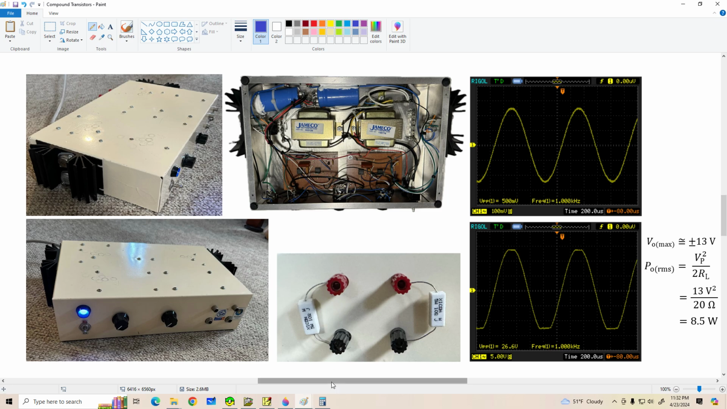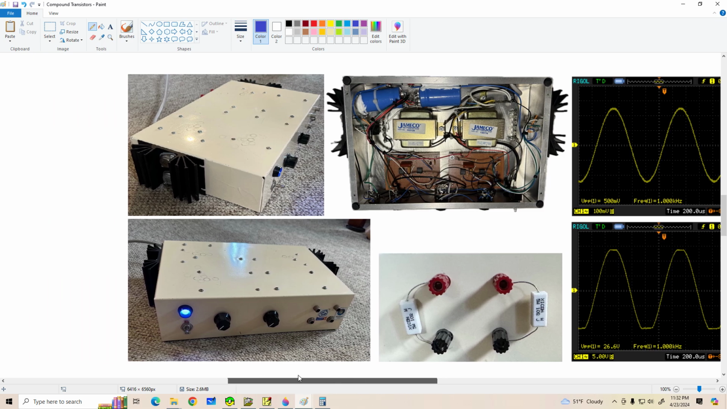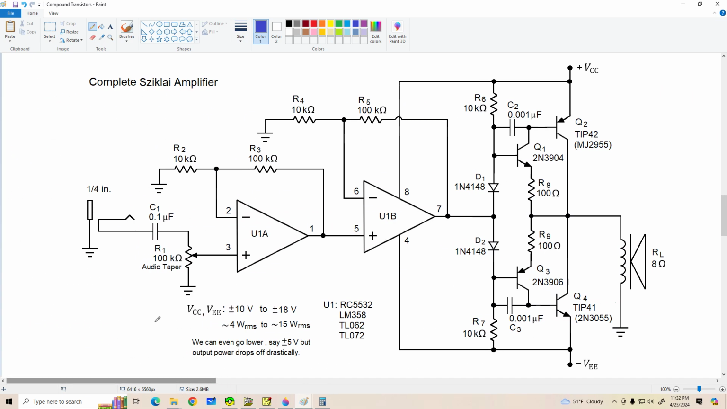All right, so that concludes today's excursion into the land of Darlingtons and Sziklai pairs. All right. Next video, I think we may talk a little bit about field effect transistors. Don't hold me to that, though, because I might change my mind.